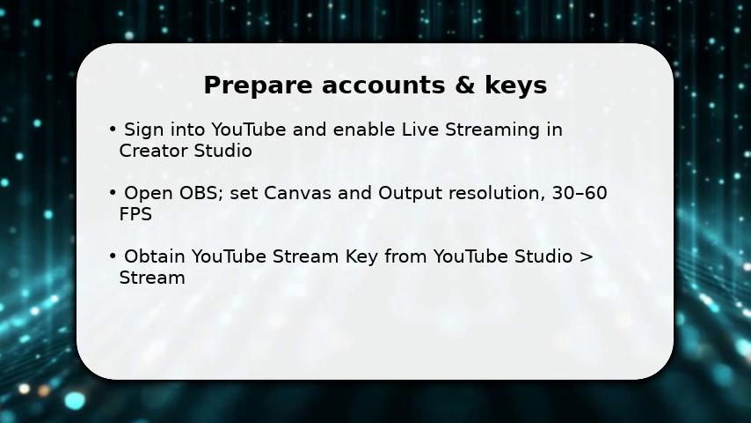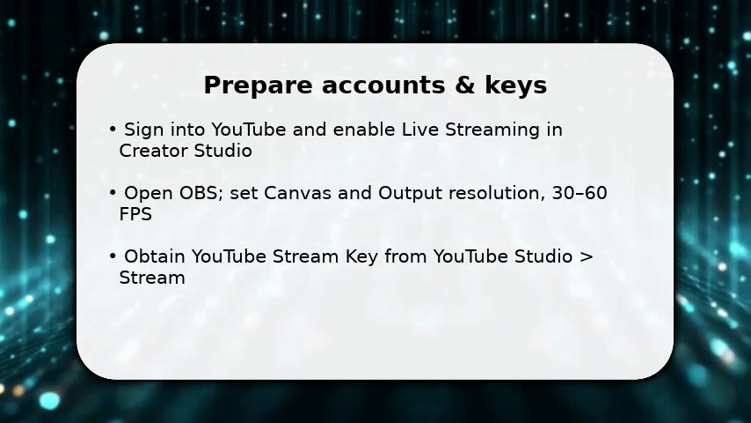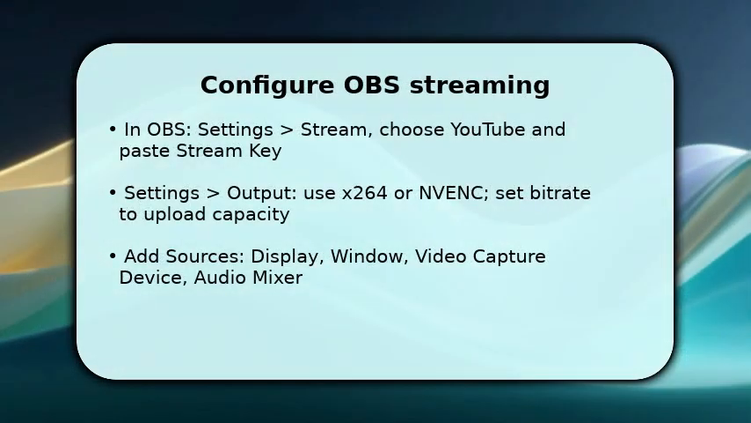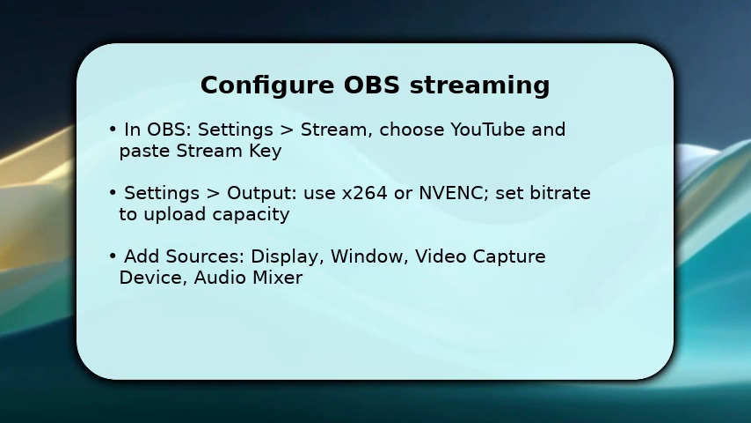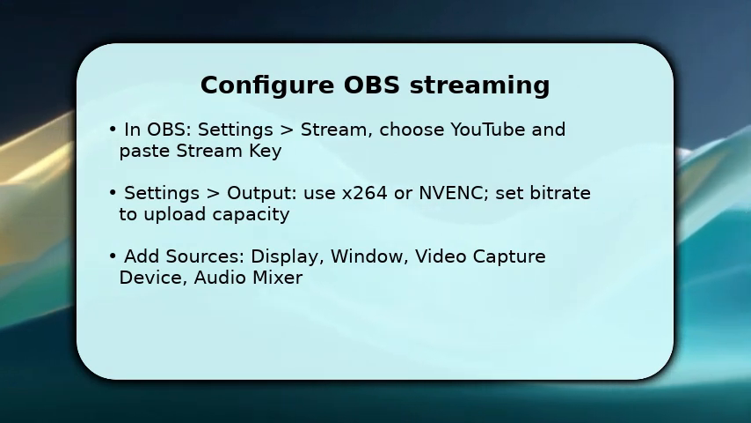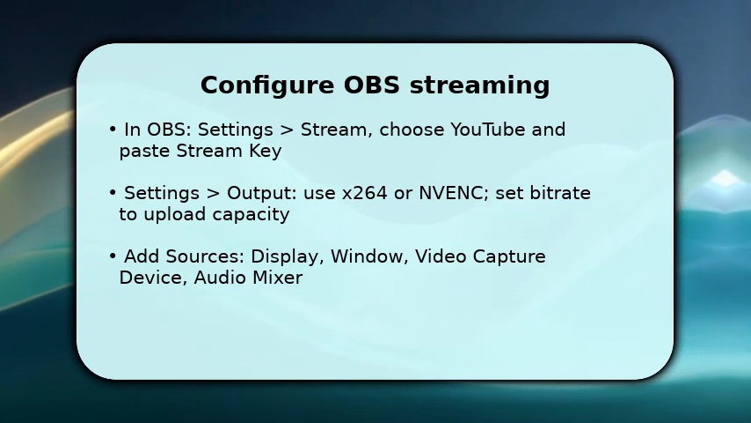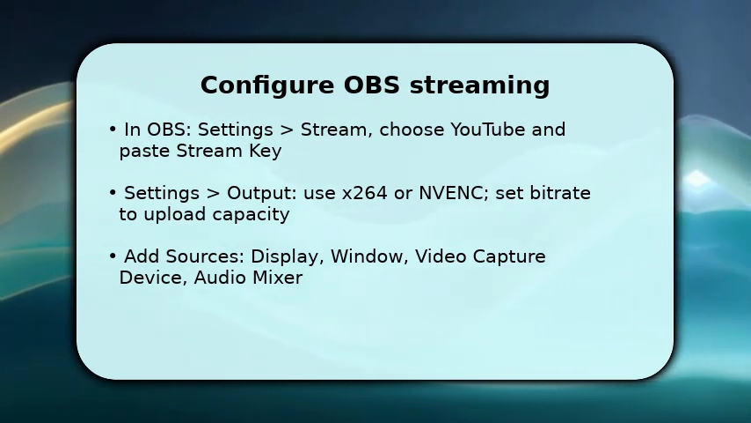In OBS, go to Settings, then Stream, select YouTube as the service and paste your stream key. This links OBS to your channel. Next, open Output Settings. Choose encoder x264 or NVENC depending on your GPU, then set bitrate based on your measured upload speed. Leave headroom for stability.